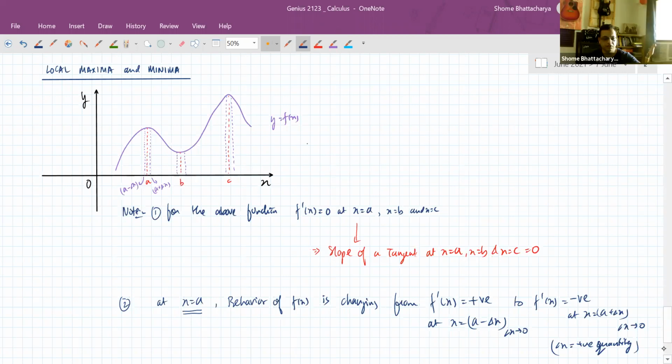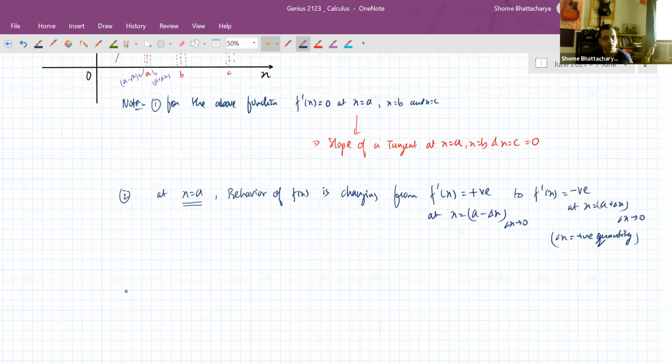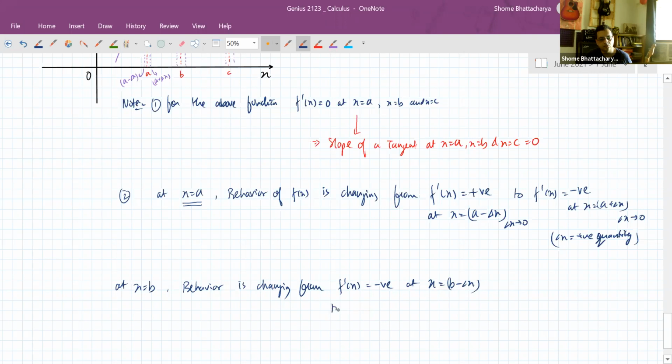Okay. Now, similarly, if you observe about B, what is happening at x equal to B, the behavior is changing from f prime x being negative at x equal to B minus delta x to f prime x being positive at x equal to B plus delta x. Here delta x is tending to 0, but it's a positive value.